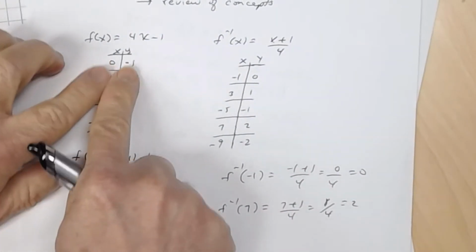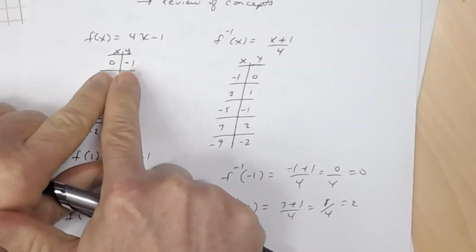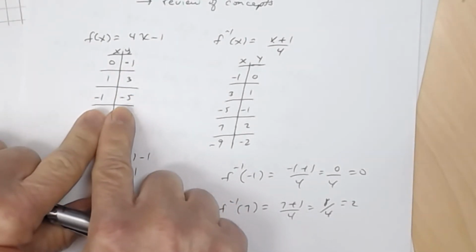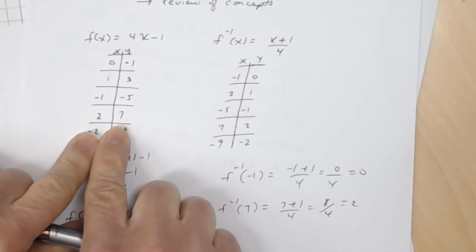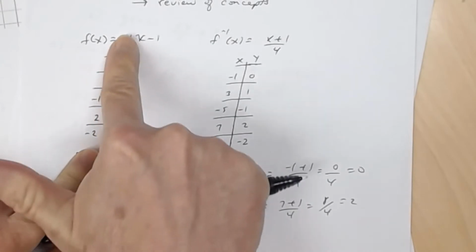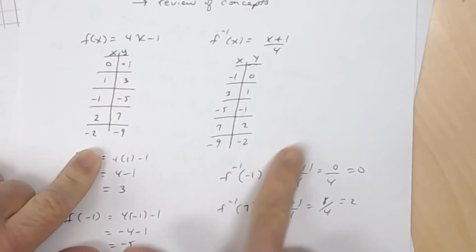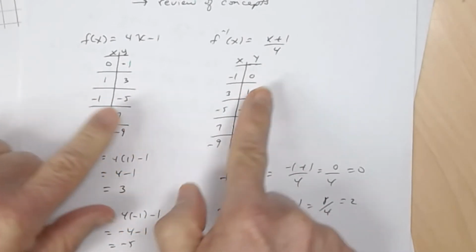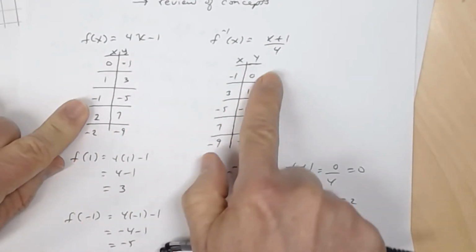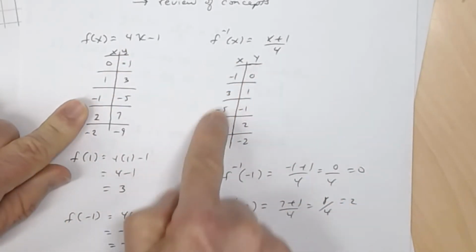All right, so look at the t-table. And we had a discussion in part 1 when we did this. 0, -1, 1, 3, -1, -5, 2, 7, and -2, -9. So that's the t-table for this function. What do you notice about the t-table for the inverse? What do you notice about them? Well, the x values become the y values, and the y values became the x values.